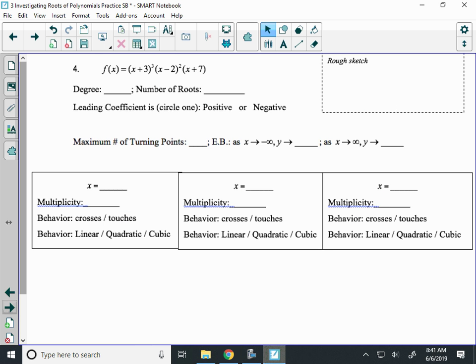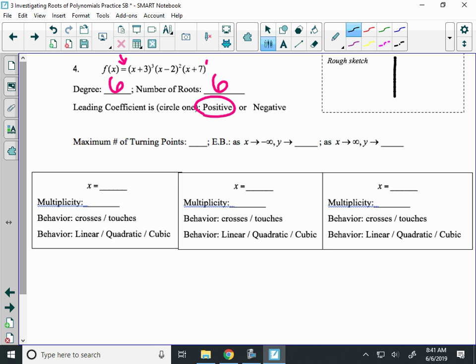All right, this one, I add up the multiplicities. I have a 3, a 2, and a 1. So 3 plus 2 plus 1 is 6. If I have degree 6, that means there's a total of 6 roots. Here, the leading coefficient, there's a positive out in front. I don't see a negative, so my arrows are both going to be going up.